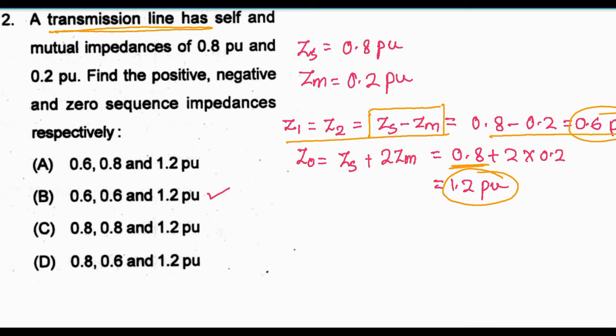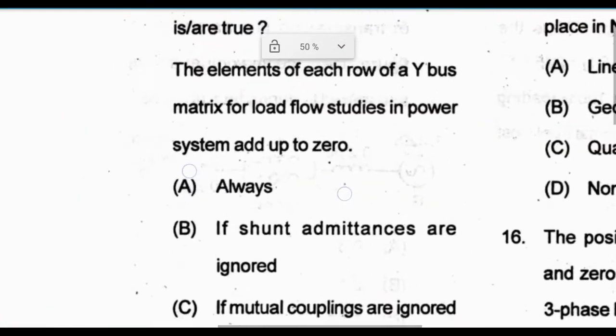So here the answer is 0.6. This one is positive, negative also the same, and this one is the zero sequence impedance, which is this much. So next question, question number 13.